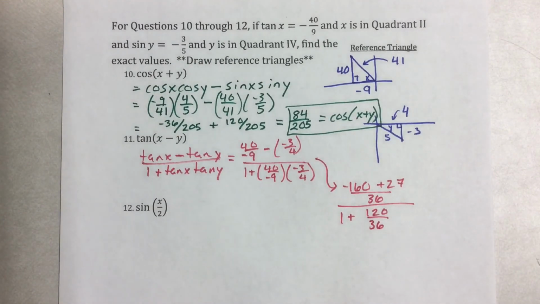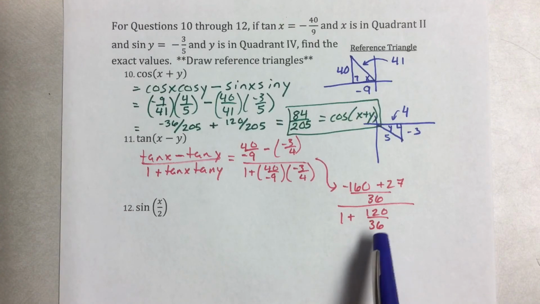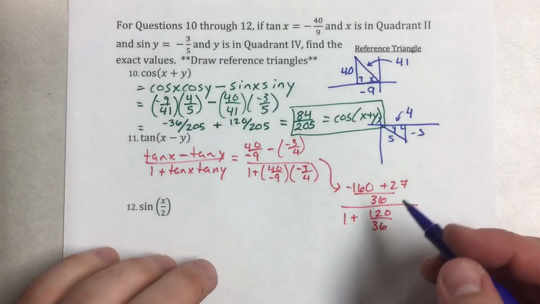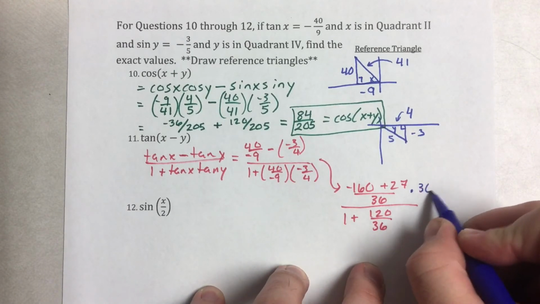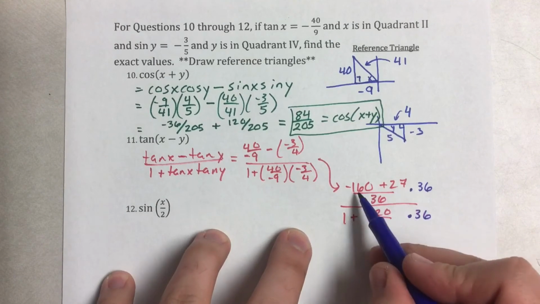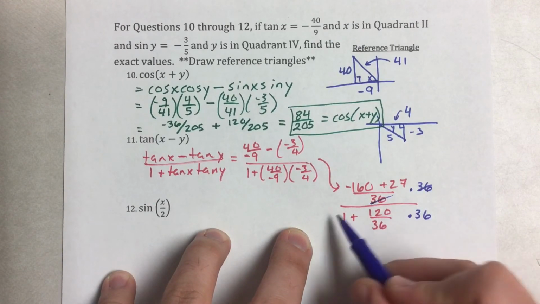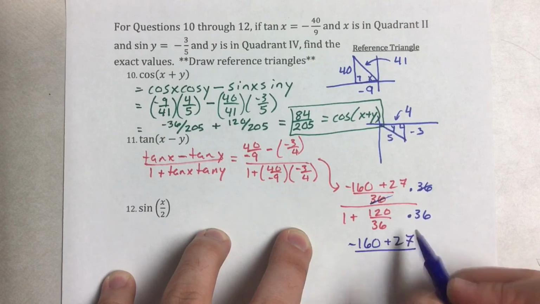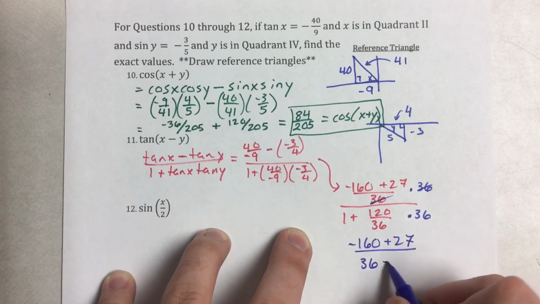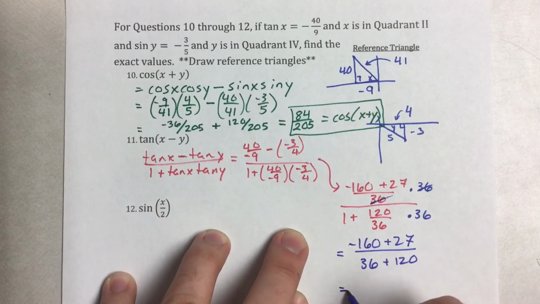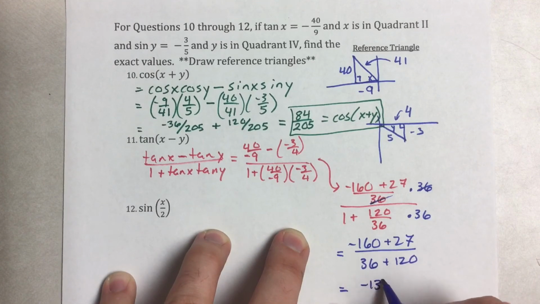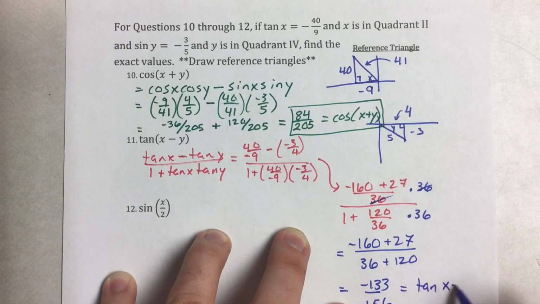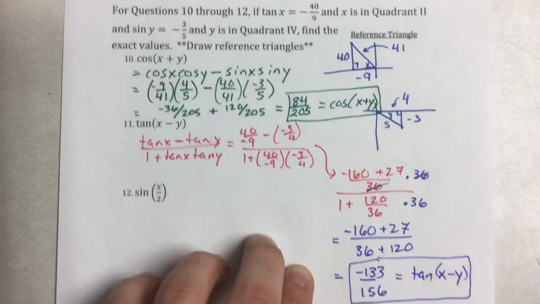What is very beautiful about this is that I can multiply both top and bottom by 36 since they are the same, and that gets rid of our fractions. So we get negative 160 plus 27 on the top, and 36 plus 120 on the bottom. When we simplify that, we should get negative 133 over 156. And that is the value of tangent of x minus y. So more algebra than really anything.